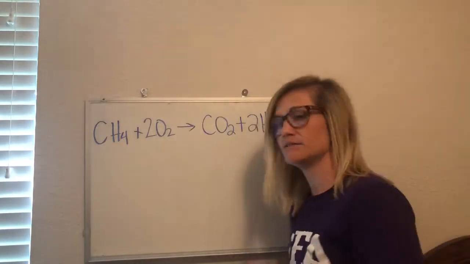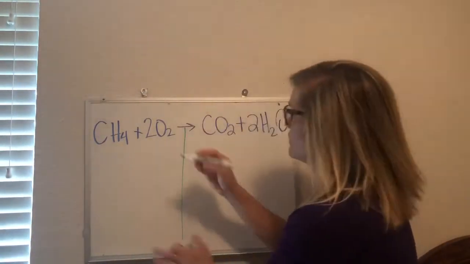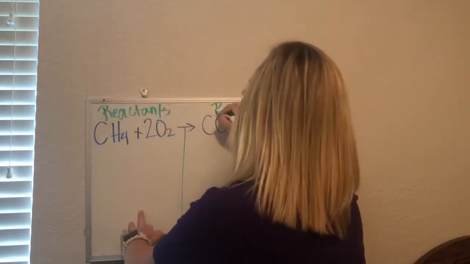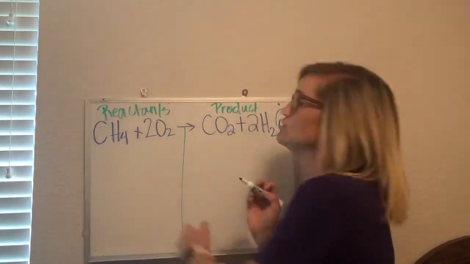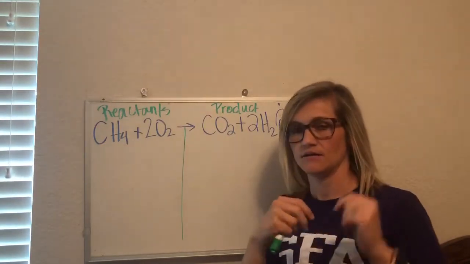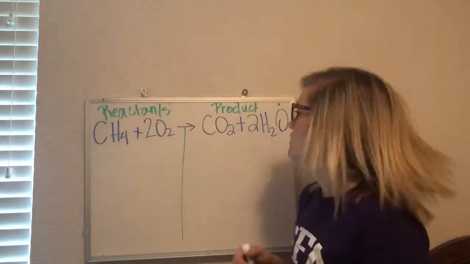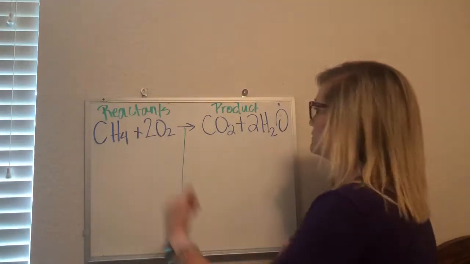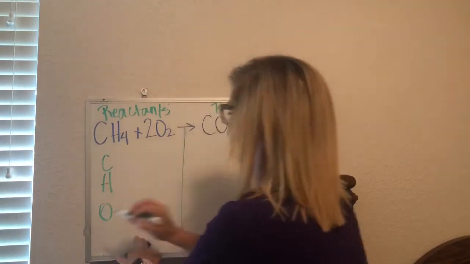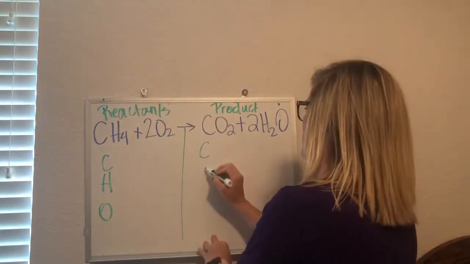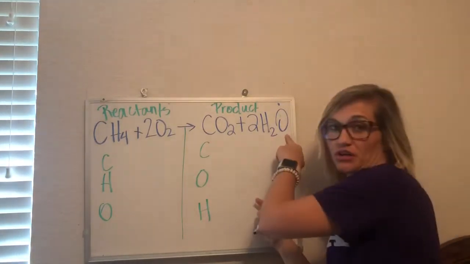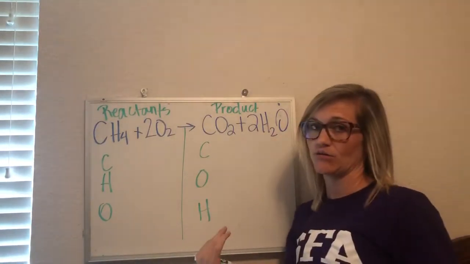Draw that line down the middle. Okay, we're going to separate those reactants from our product. And if I'm moving too fast, make sure you pause this video so you can write this down and take notes. Okay, so next we're going to list all of our elements on both sides. All right, so we have carbon, hydrogen, and oxygen. We have carbon, oxygen, and hydrogen. Now we have another oxygen over here. You can list it separately or you can keep it together.